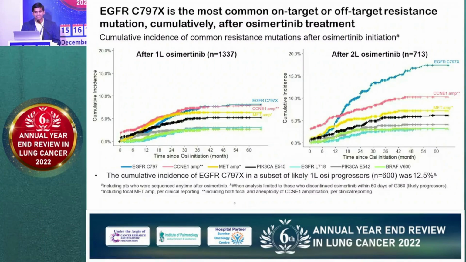This study has shown that C797X is the most common on-target resistance mutation, with a cumulative incidence of around 12.5% in this group. After first-line osimertinib, this mutation is around 8%, compared to CCNE at 7.9% and MET amplification at 6%. After second line, it is just doubled to around 18% of patients having the EGFR C797 mutation, compared to CCNE and MET, which are hovering around 10 to 8% in this group of patients.